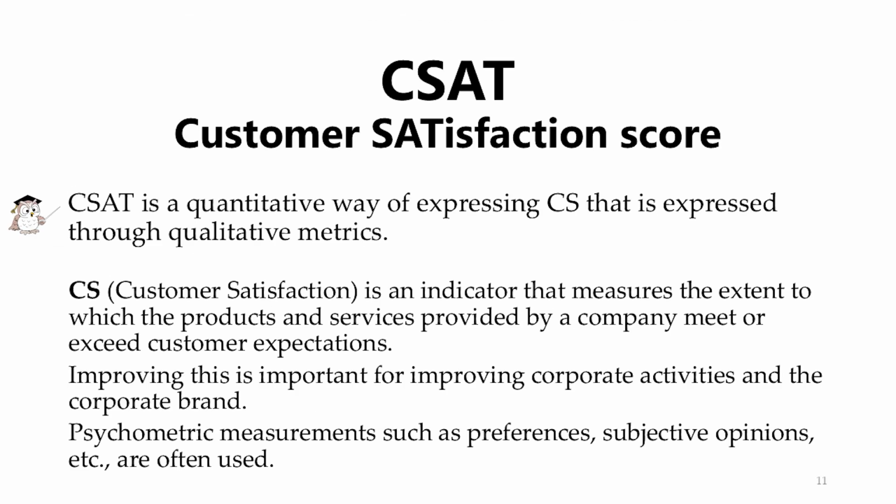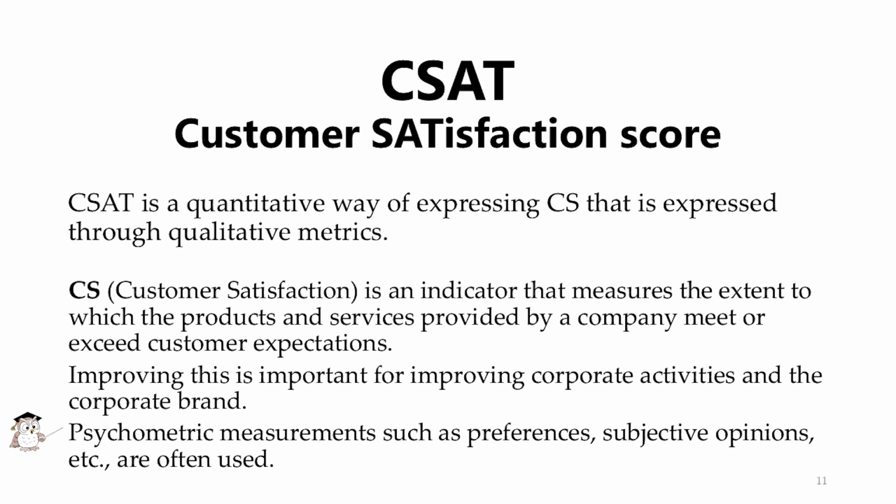Next, CSAT will be explained. CSAT is a quantitative way of expressing CS that is expressed through qualitative metrics. Here, CS, short for customer satisfaction, is an indicator that measures the extent to which the products and services provided by a company meet or exceed customer expectations. Improving this is important for improving corporate activities and the corporate brand.